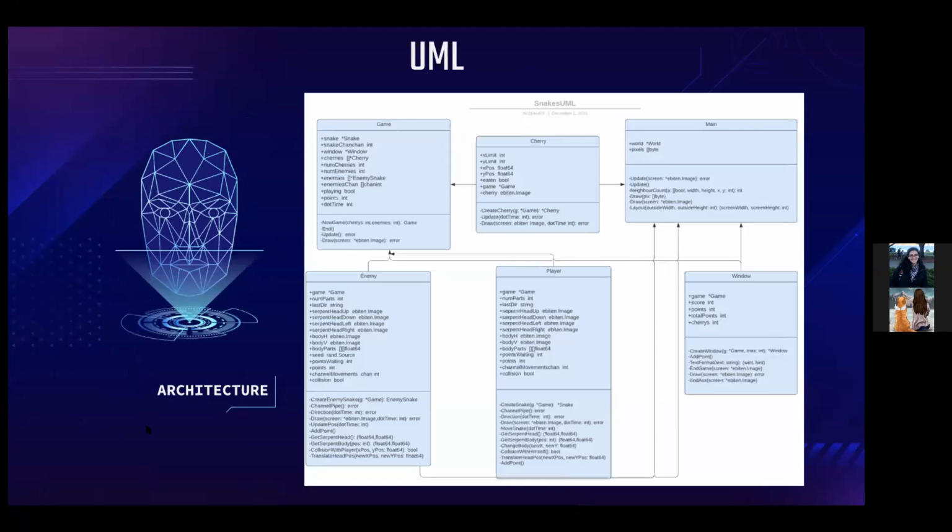This is a UML diagram that we did, in which we describe the elements and methods of each class. We have 6 classes: game, cherry, enemy, player, and window, all of which are in main.